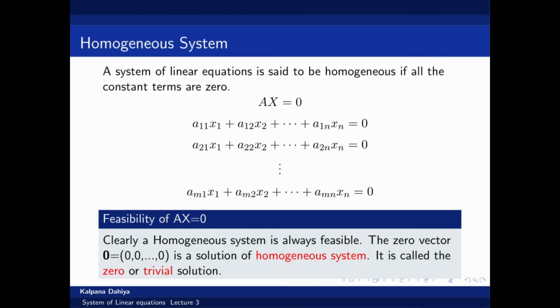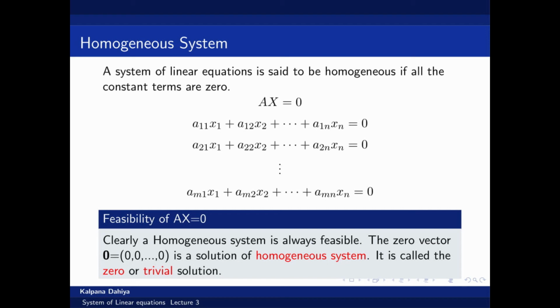So now we can start the next topic, the homogeneous system, the example which we have just discussed on the previous slide. A system of linear equations is said to be homogeneous if all the constant terms on the right hand side are 0, and the system can be represented as Ax equal to 0. You can see this system. We have m equations in n variables x1, x2, ..., xn, and the right hand side term is always 0. Such a system is called a homogeneous system.